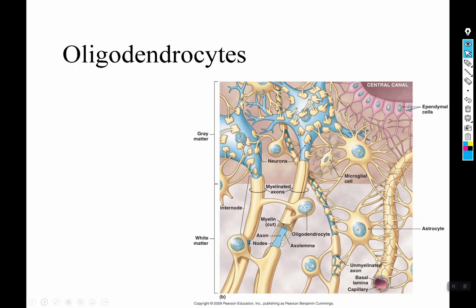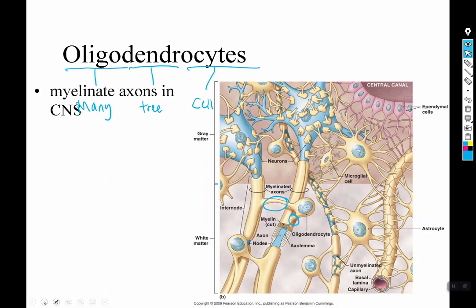Okay, oligodendrocytes. So oligo means many. Dendro means tree or branch. Really, it means tree. Branch is ramus, and then cyte is cell. So these are called oligodendrocytes because they have many extensions, kind of like a tree. And what they do is they wrap those extensions around axons, forming the myelin, which is a fatty covering that helps to speed up the transmission of action potentials.